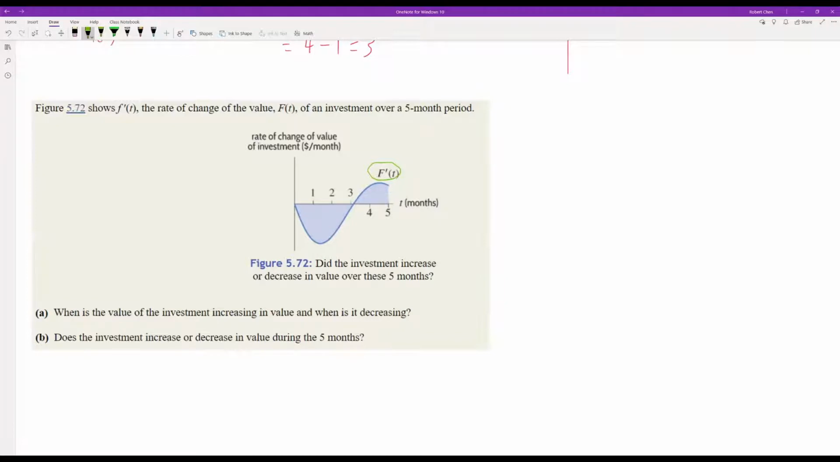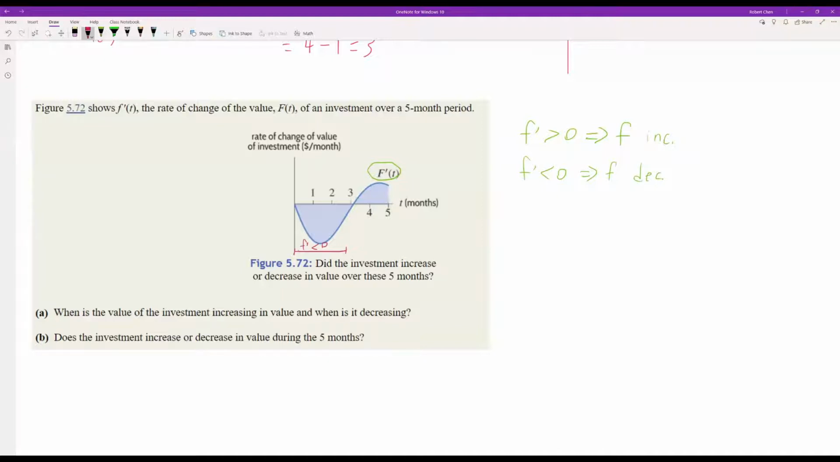Let's look at part A. When is the value of the investment increasing in value and when is it decreasing? We know that if f prime is positive, that means the original function f is increasing. If f prime is negative, that means the original function is decreasing. From the graph, since this graph is f prime, if it's below the x-axis, meaning between 0 and 3, notice that f prime is negative. So for the first 3 months, 0 to 3, or a little bit over 3, but let's just say it's 3.